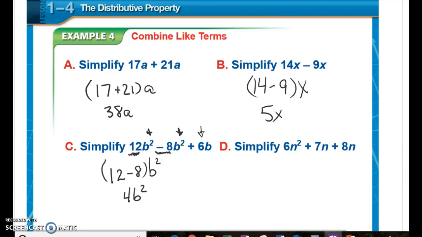Okay, so on this one, on D, the 6n squared is a different term from 7n and 8n. So it's the 7n and the 8n that get combined. 6n squared just gets rewritten, plus 15n. So it goes like that.